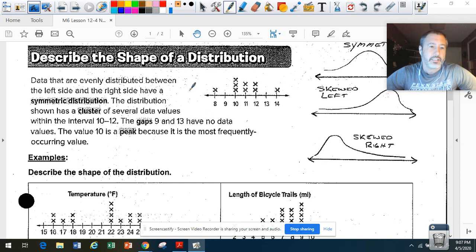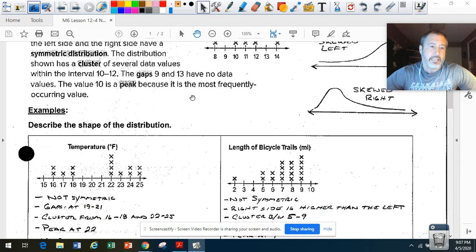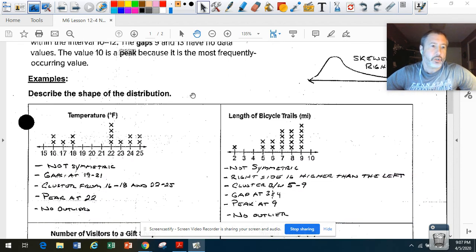So let's see if we can describe all this information right down here. It says describe the shape of the distribution. So is this symmetric? No, it's not. If we draw it, it's sort of like this and then comes down like this. That's not symmetric at all. Let's see if we have some gaps. Do we have any gaps here? Yes, we have gaps occurring between 19 and 21 right here. So we do have some gaps. Is there clustering? Yeah, we do have some clusters here.